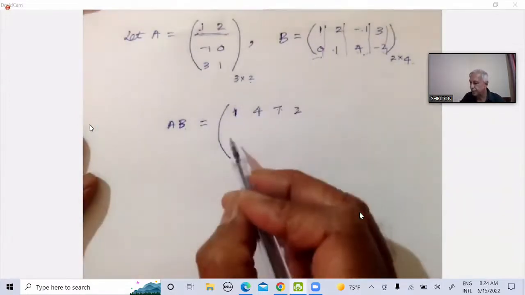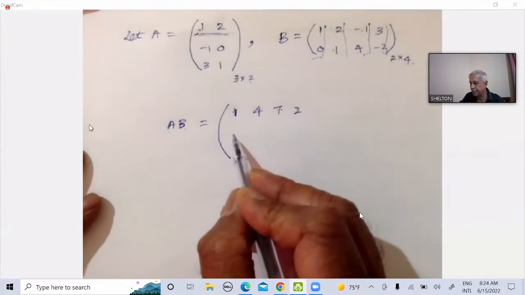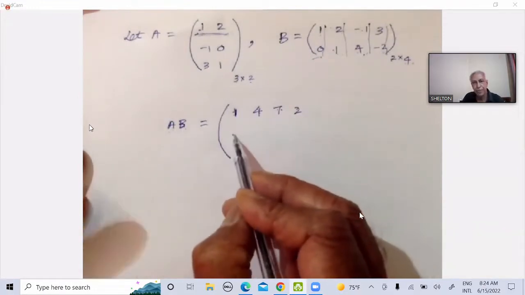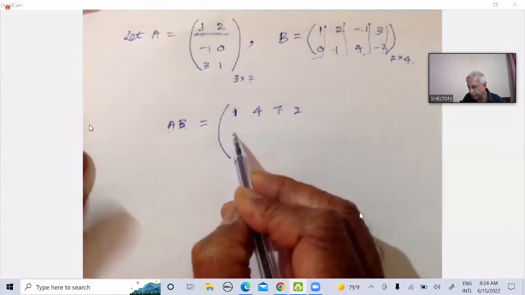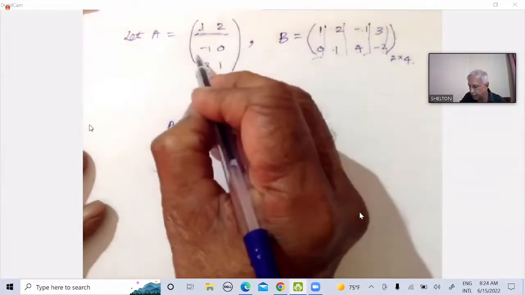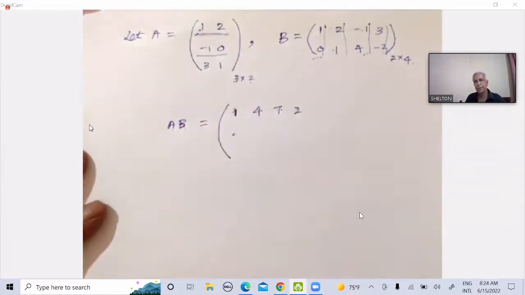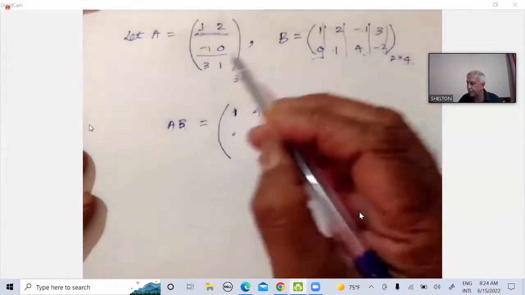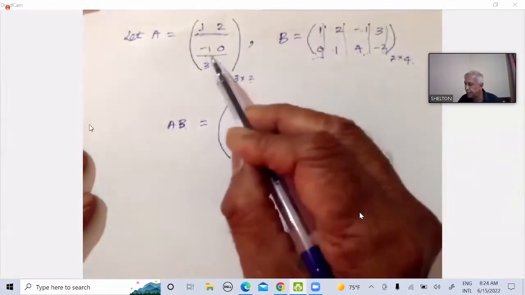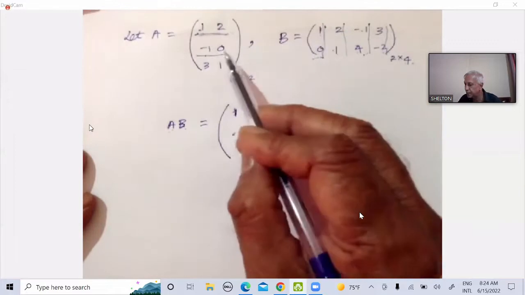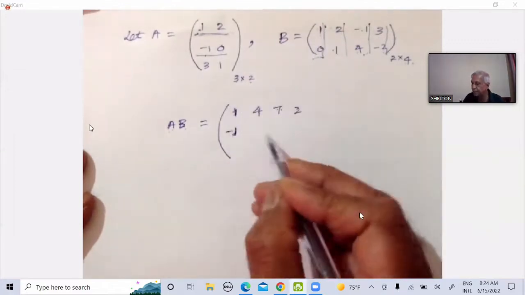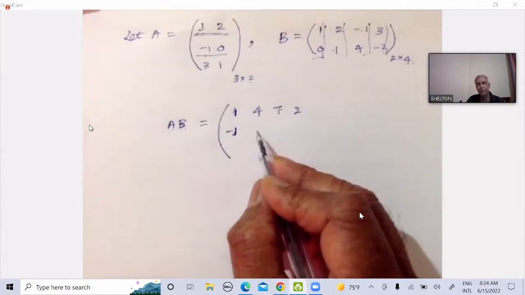Okay, now can somebody tell me this entry in the product? Second row, first column. So the second row from the first matrix and the first column from the second one. So do that. -1 times 1, -1, this is 0. So this is -1.